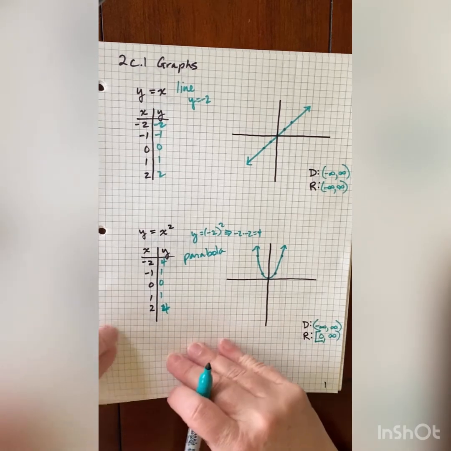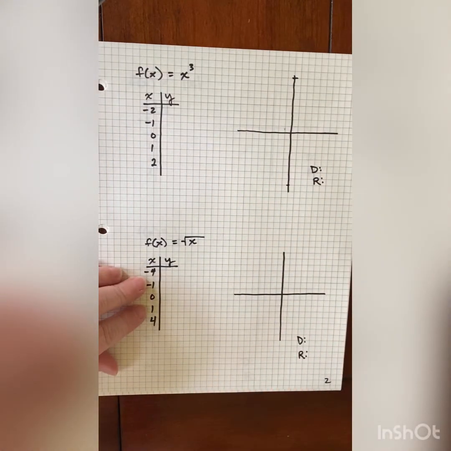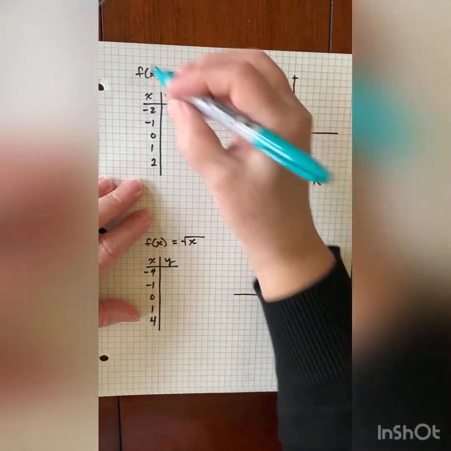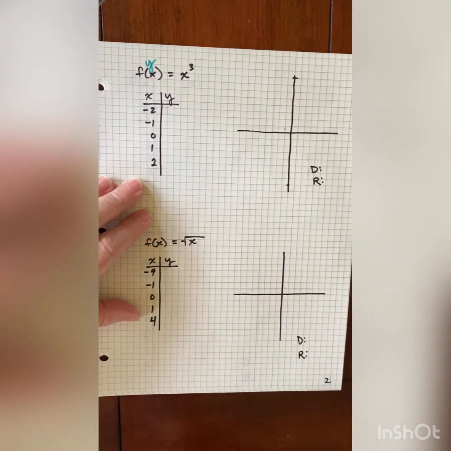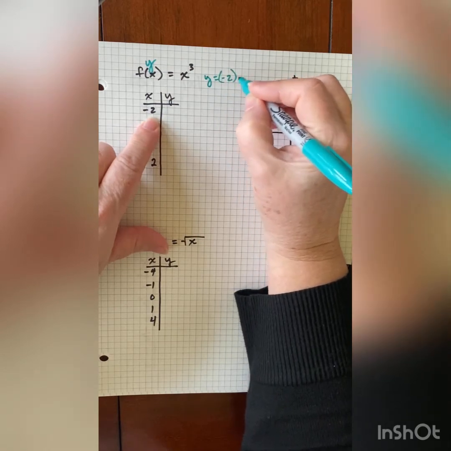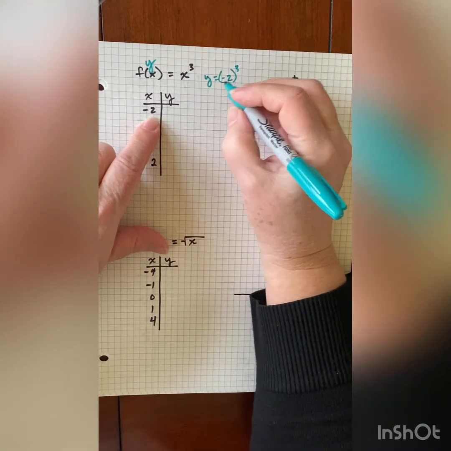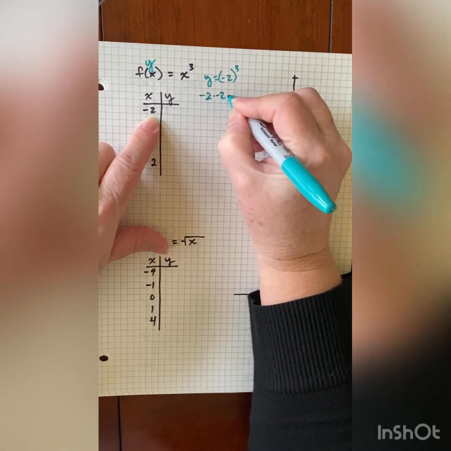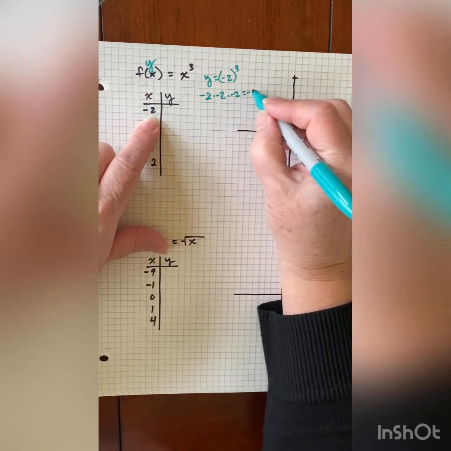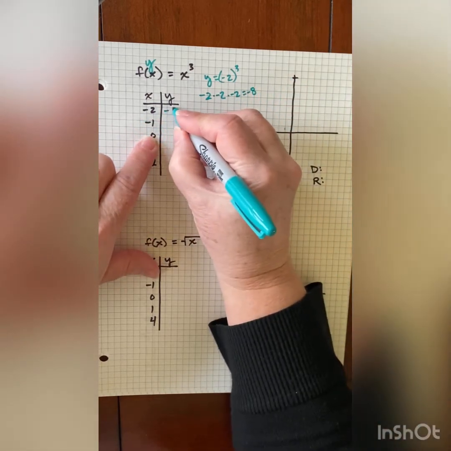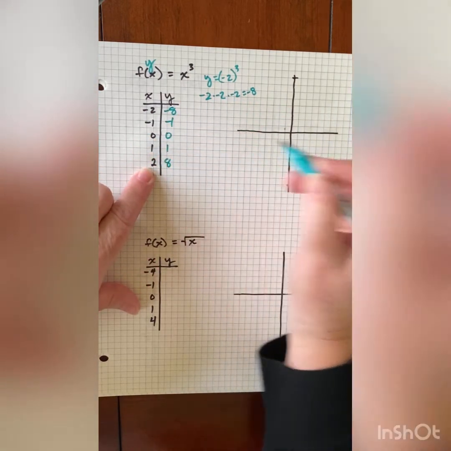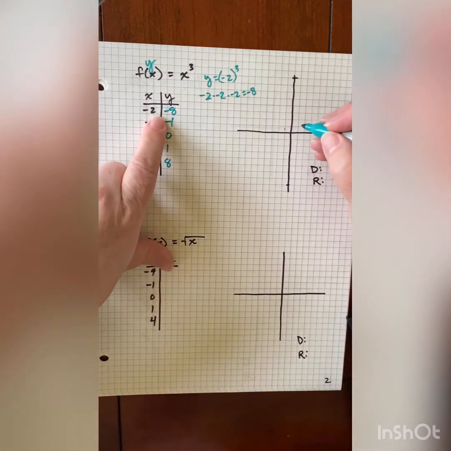All right, next one here. f of x equals x cubed. Now remember, f of x is just a fancy way of saying y. So here we have y equals -2 cubed. In expanded form that means -2 times -2 times -2. So that gives me a +4 times the -2, which will give me a -8. So this one's -8. This one will be -1, a 0, a 1, and a +8. Let's plot those points.